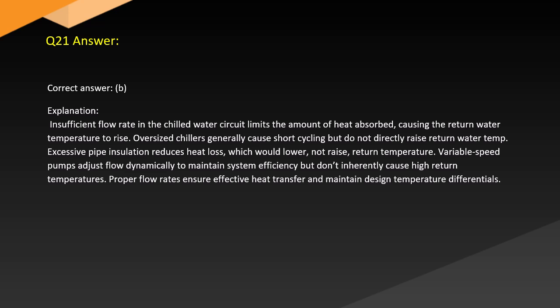Answer. Correct answer, B. Explanation. Insufficient flow rate in the chilled water circuit limits the amount of heat absorbed, causing the return water temperature to rise. Oversized chillers generally cause short cycling but do not directly raise return water temp. Excessive pipe insulation reduces heat loss, which would lower, not raise, return temperature. Variable speed pumps adjust flow dynamically to maintain system efficiency but don't inherently cause high return temperatures. Proper flow rates ensure effective heat transfer and maintain design temperature differentials.